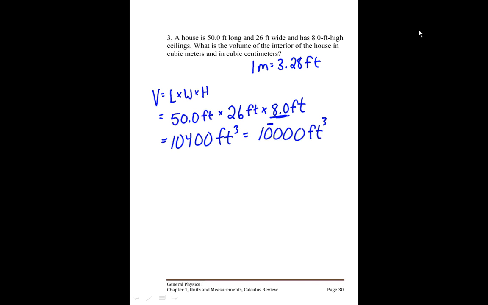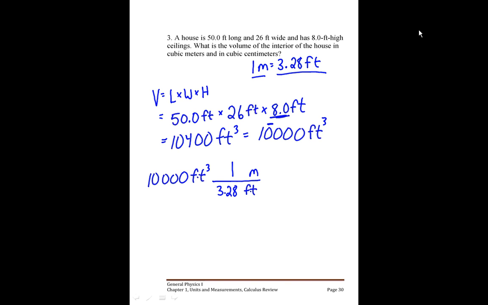All right. So we want to convert this now into cubic meters. So I say 10,000 cubic feet. And then I just do a unit conversion factor. I should have feet in the denominator because these feet are going to cancel with these feet. And then meters in the numerator. So I just take my unit conversion up here. 1 meter is 3.28 feet.